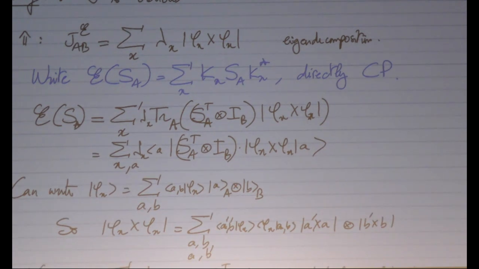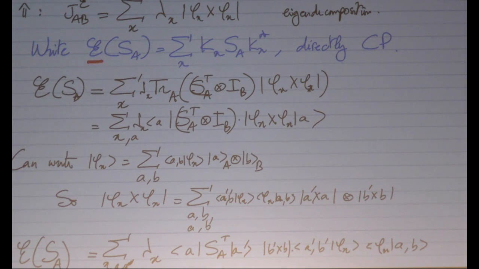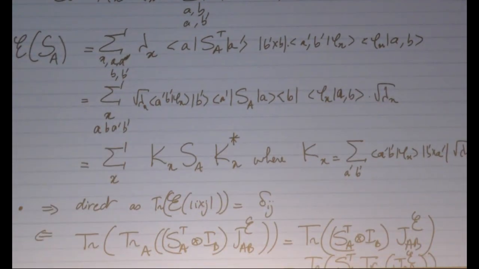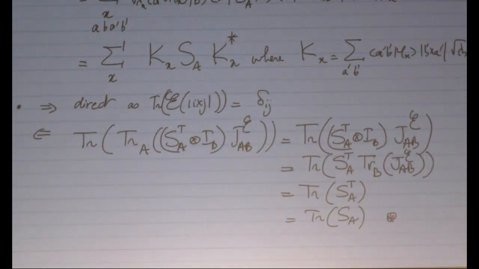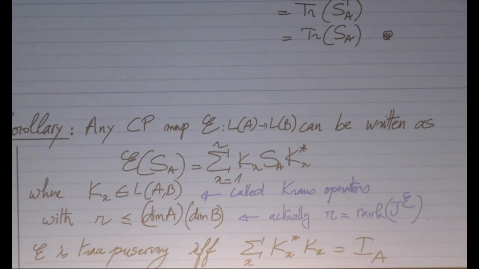And again, it's not very hard. You just write an eigendecomposition of this operator, G_AB, and just by expanding things out, you would be able to write E in this form, as a sum over x of K_x times the input times K_x star. And we saw that all maps of this form are completely positive. Again, the trace preserving aspect is also quite immediate, so it's not necessary to go over it.